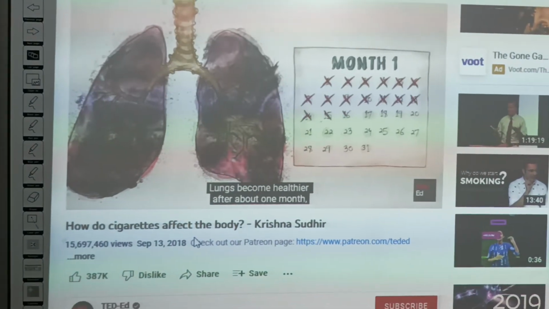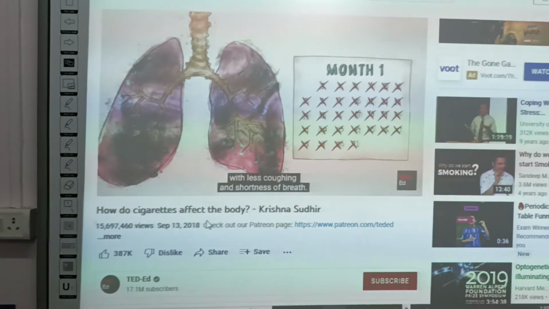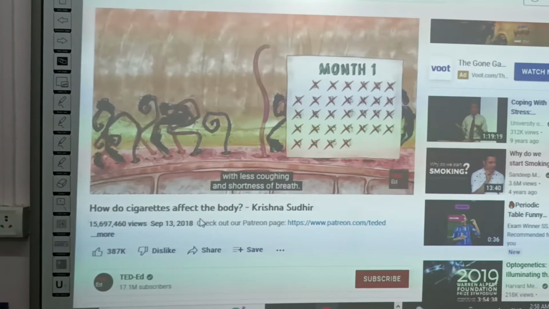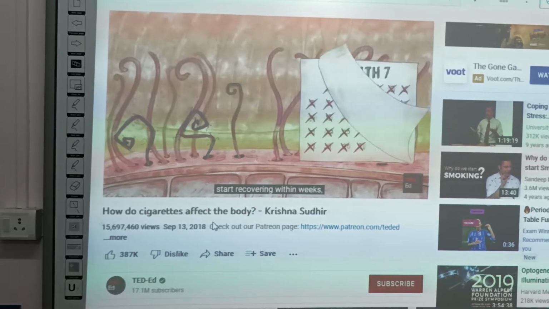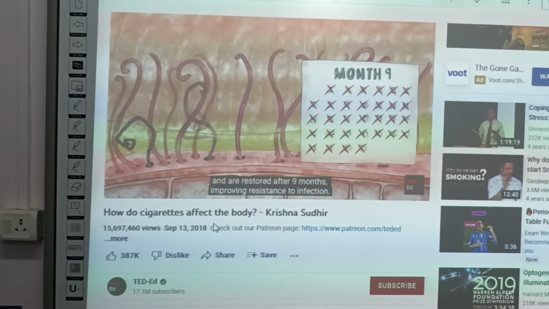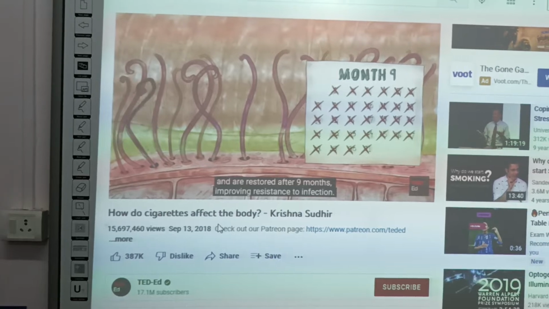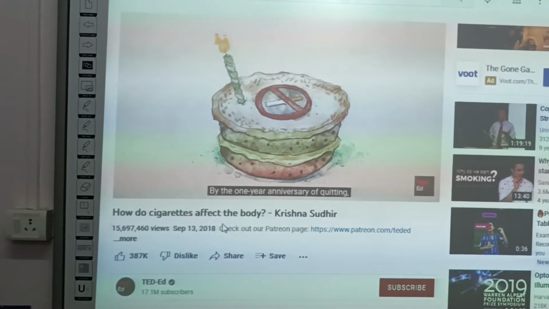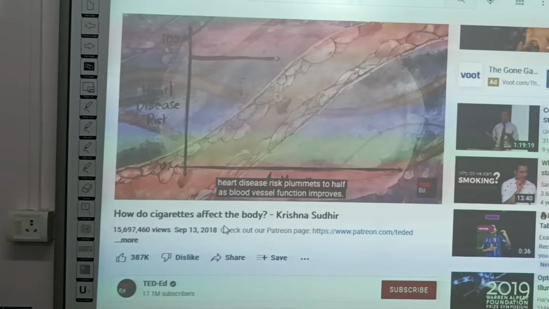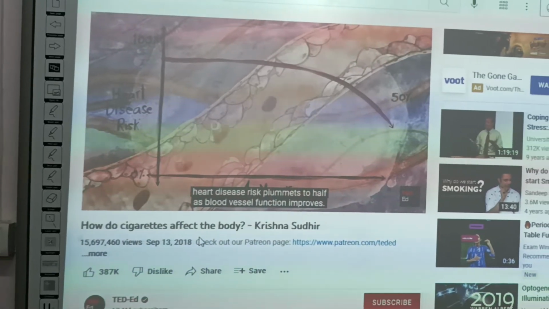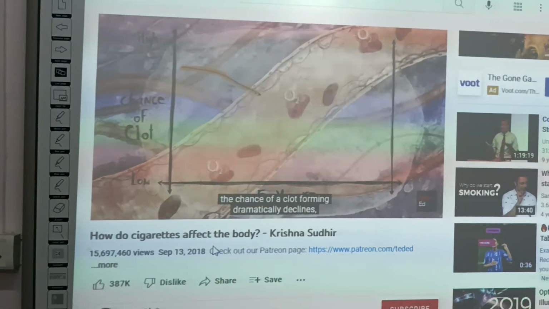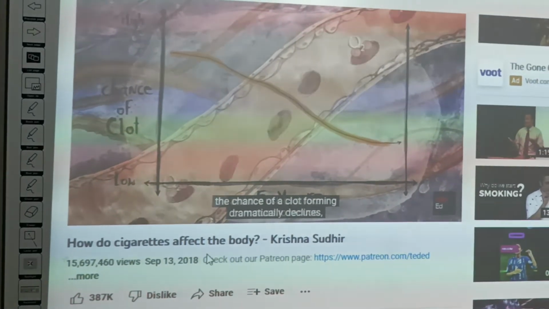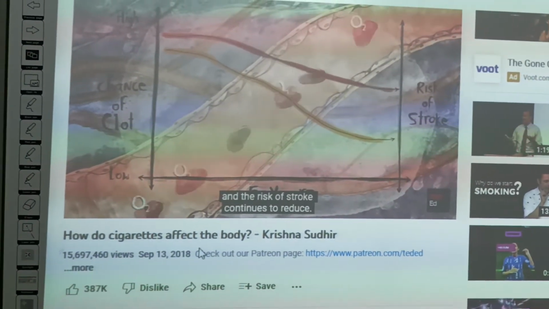Lungs become healthier after about 1 month, with less coughing and shortness of breath. The delicate, hair-like cilia in the airways and lungs start recovering within weeks and are restored after 9 months, improving resistance to infection. By the 1 year anniversary of quitting, heart disease risk plummets to half as blood vessel function improves. 5 years in, the chance of a clot forming dramatically declines and the risk of stroke continues to reduce.